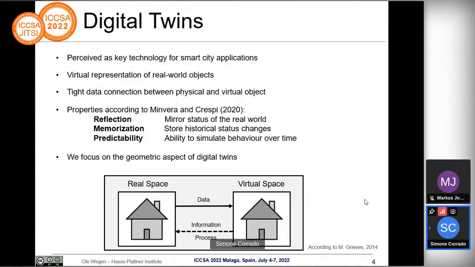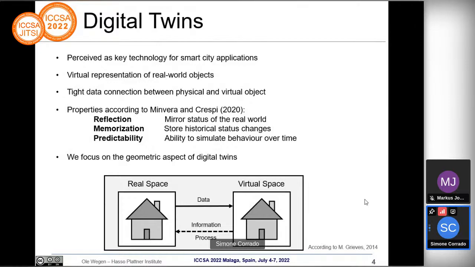Now, digital twins have some properties, and Minerva and Crespi identify these properties. I want to highlight 3 of them. Reflection: a digital twin has to mirror the state of the real world, and therefore it has to be updated regularly. Memorization: a digital twin does not only reflect the current state, but also all past states, all historical states. And predictability: we want to use a digital twin for simulation.